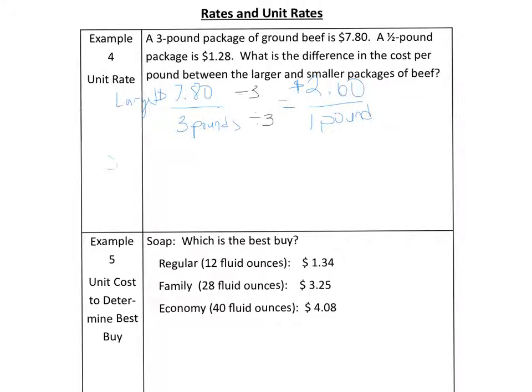Now we have to do the small one, which is $1.28 for half a pound. You can think of this as one of two ways. You can think of it as I have half a pound, so I'm going to add another half a pound with it. So it's like half a pound and half a pound makes 1 pound, so 1.28 plus 1.28. Or we can come in and divide by a half.